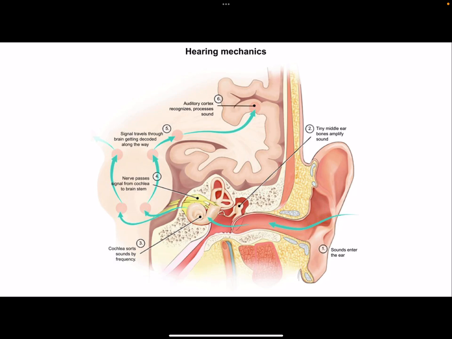All right, and that is all for eyes. On to the ears. Last section. Let's do it. Okay, so sound comes in.